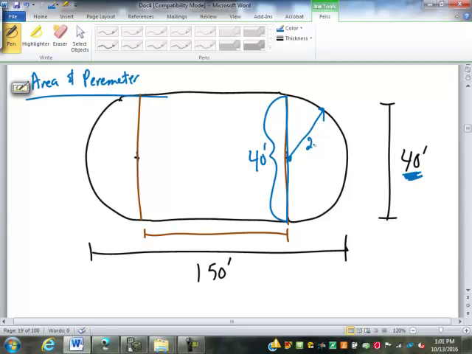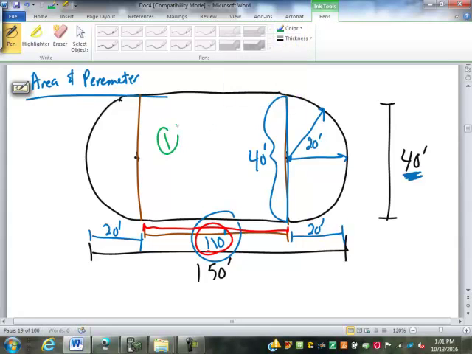So the radius has to be 20 feet, which means that radius is 20 feet in every direction. So it's 20 feet in this direction too, right? So how far is that? 20 feet. How far is that? 20 feet. So it's 150 minus 20 minus 20. This is 110 feet here. So from here to here is 110 feet.